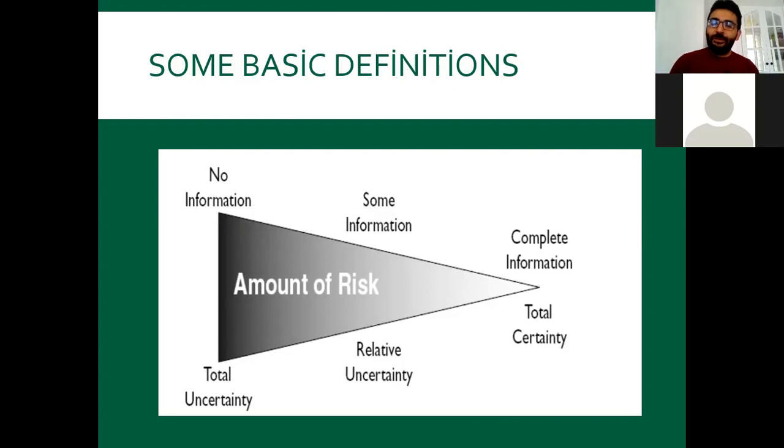But if you have the complete information about who is going to come to meet you, I mean, you are just waiting for your friend Ece, for example, you completely know that. There's no uncertainty. You are totally certain, right? So risk is high when uncertainty is high, right?